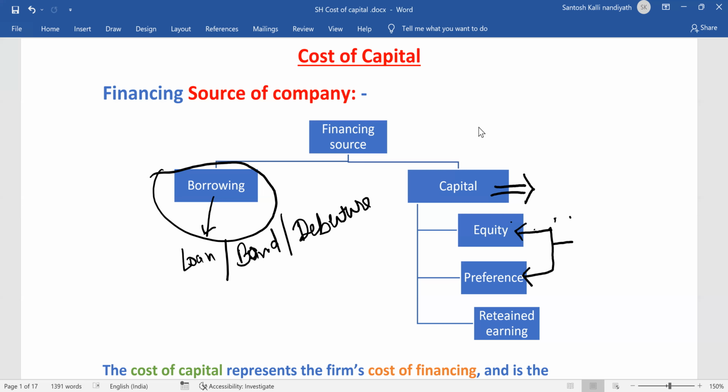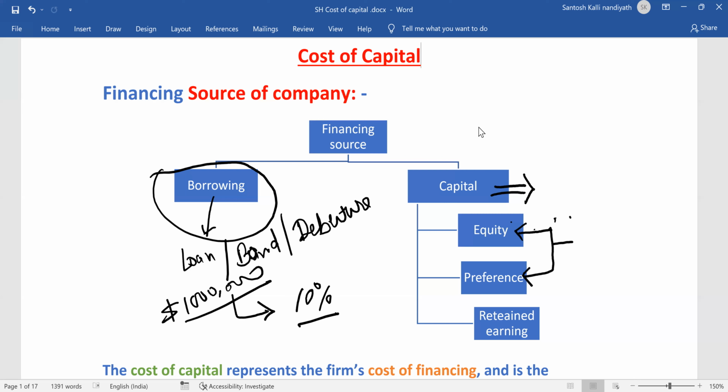Do you know how a loan works? Any idea about a loan? So what happens? Suppose the company wants $1 million. They will go to the banker and take $1 million. For that, the company needs to pay interest. Suppose 10% interest, it means every time they need to pay interest.